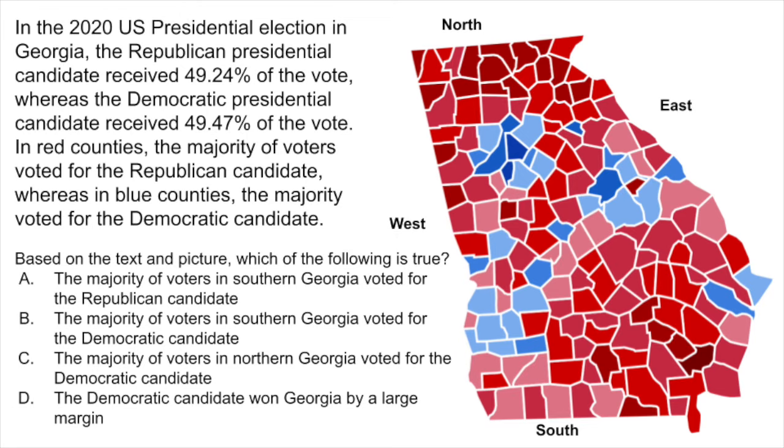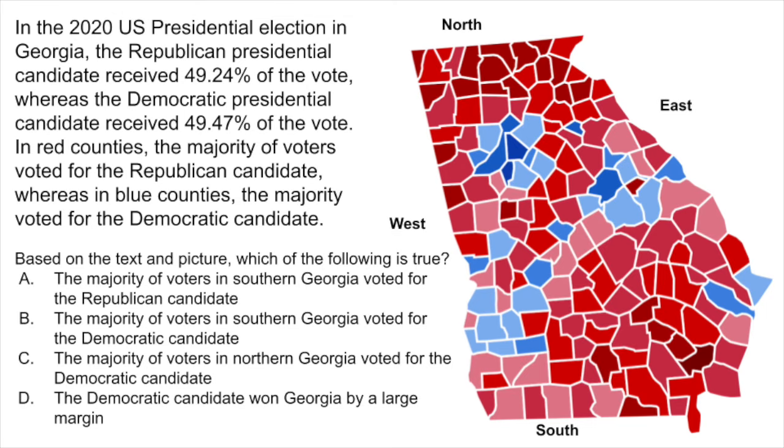So the question says, based on the text and picture, which of the following is true? A, the majority of voters in southern Georgia voted for the Republican candidate. B, the majority of voters in southern Georgia voted for the Democratic candidate. C, the majority of voters in northern Georgia voted for the Democratic candidate. Or D, the Democratic candidate won Georgia by a large margin. So pause the video, try to figure this out, and then we'll go over it.